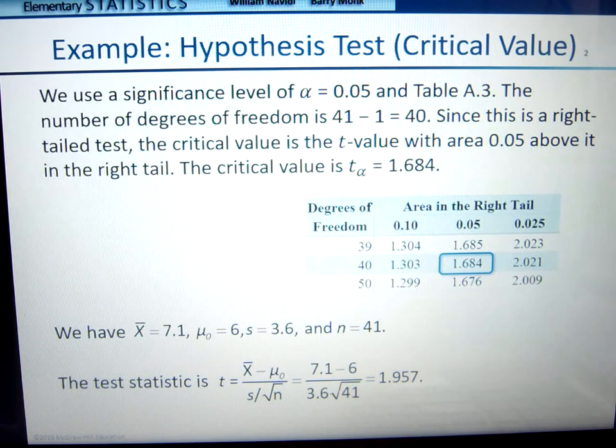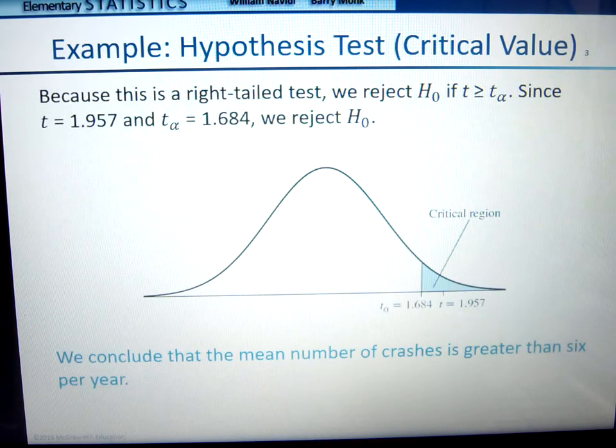So we have a sample mean of 7.1. We have the null hypothesis of 6. We have the sample standard deviation of 3.6. And the number is 41. Because this is a right-tailed test, we're going to reject the null hypothesis if t is greater than or equal to t alpha. Since t is 1.957 and t alpha is equal to 1.684, we're going to reject the null hypothesis and conclude that the mean number of crashes is, in fact, greater than 6 per year.